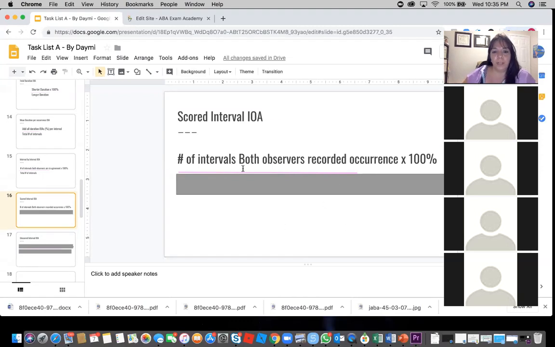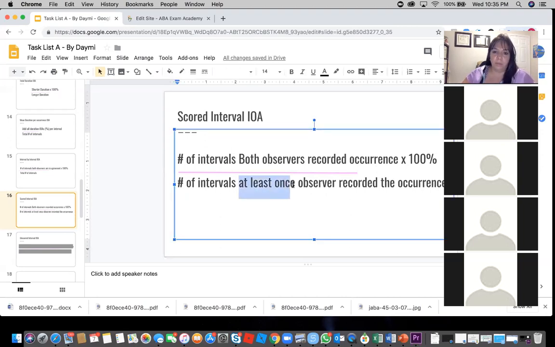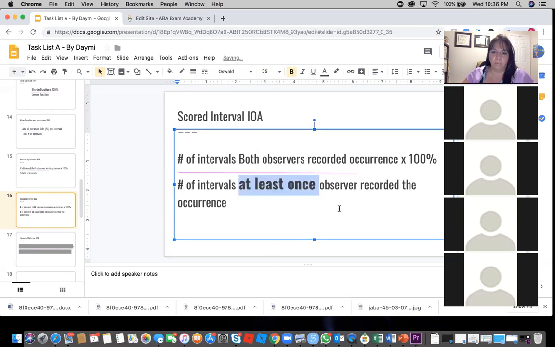Number of intervals both observers recorded occurrence times 100 divided by number of intervals at least one observer recorded the occurrence. At least one observer. I'm going to make it real big. This is tricky because a lot of times when I do this, I want to divide by the total number of intervals. But no, if there was an interval where both observers agreed there wasn't an occurrence, then you don't include that interval. Right.